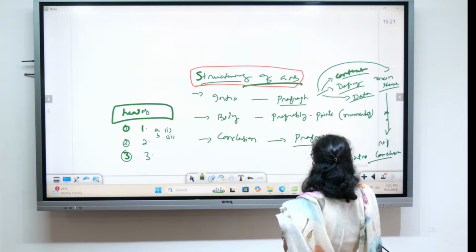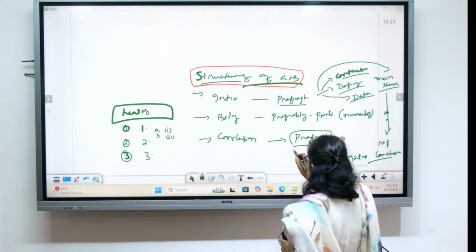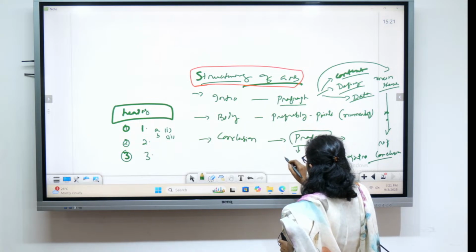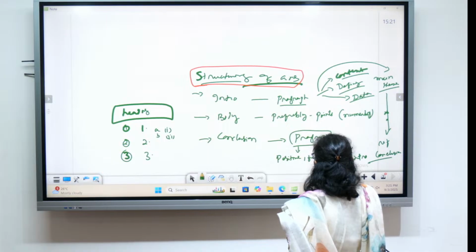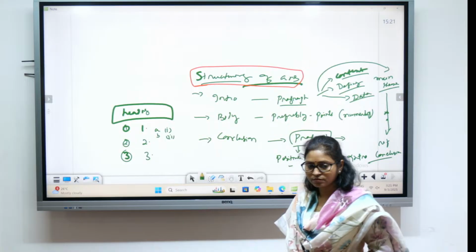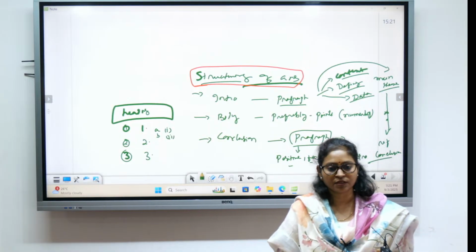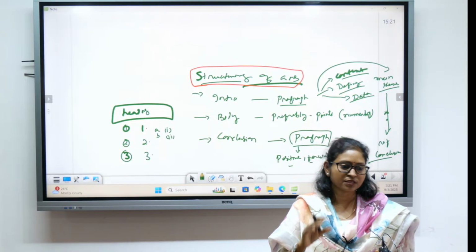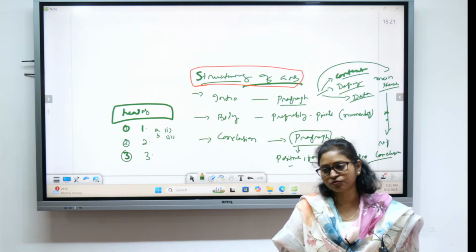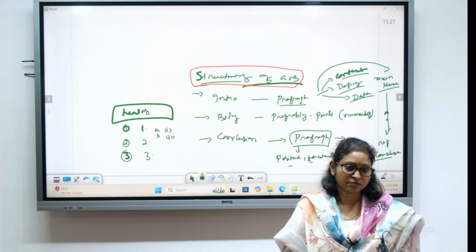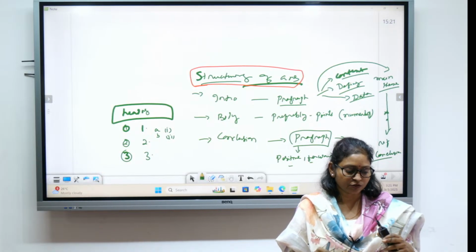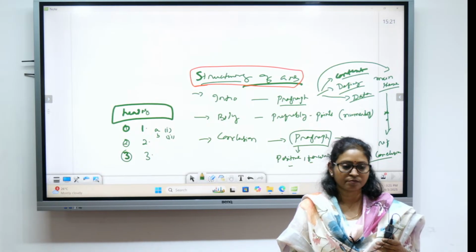Conclusion, paragraph format. The conclusion should be positive, forward looking. Your conclusion should not be negative in nature. It should never be negative in nature. Even if the question is negative in nature, the conclusion should not be negative, neither your introduction. Right? Otherwise, it shows your personality as a pessimist personality.